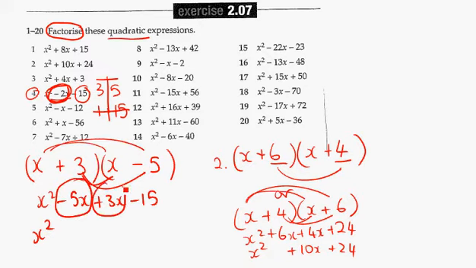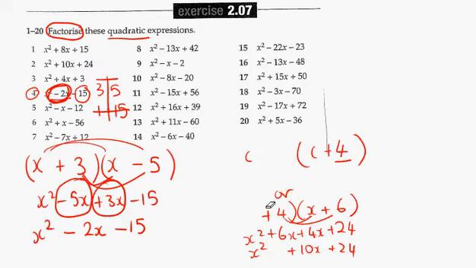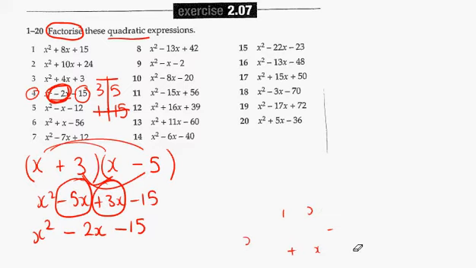Let's have a look at that. Negative 5 plus 3 is minus 2x, minus 15. And I think you can see that that's exactly what we were looking for.